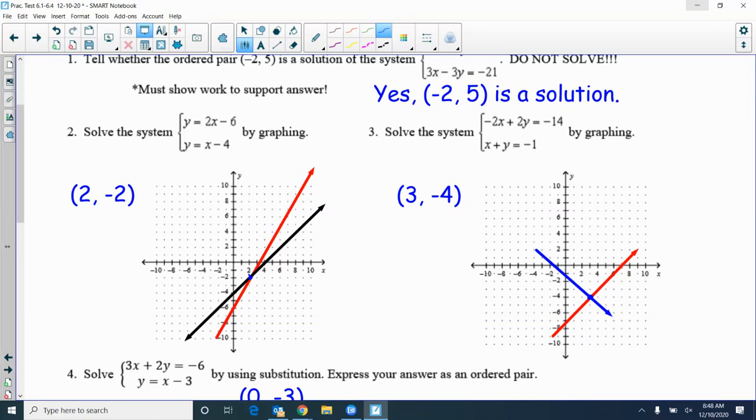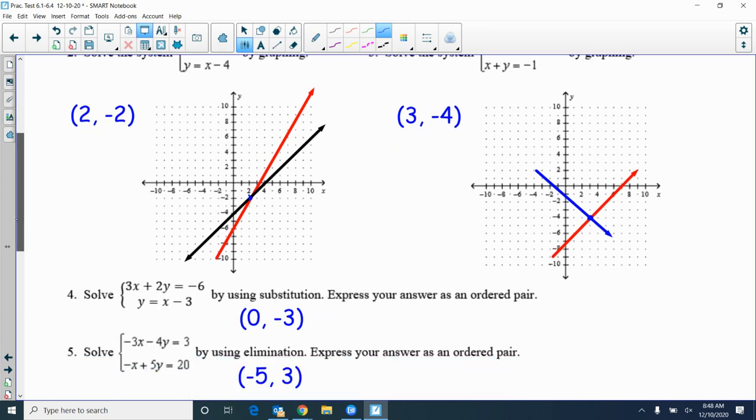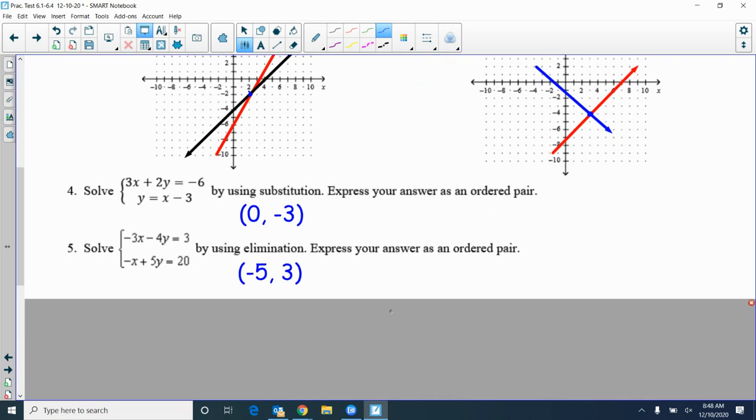All right, listen up here. So you get (3, -4). Now, number 4 tends to throw people off, but because you get a 0 for x, substitute in. All right.